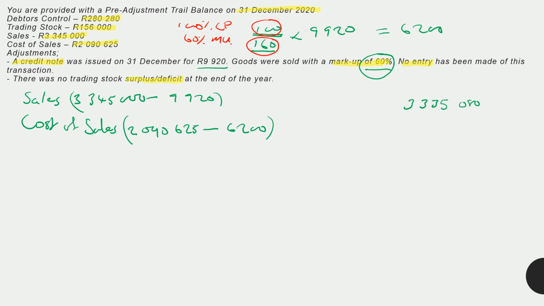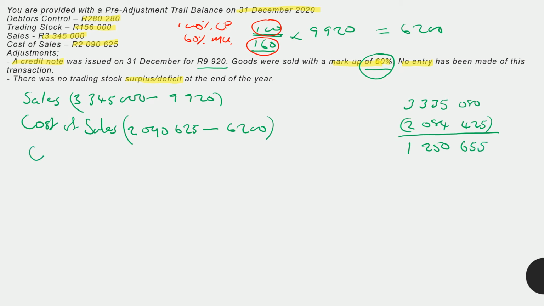This will give us 2,090,625 minus 6,200. This will give you 2,084,425. Remember, this will be in brackets. Then you subtract those two, and you get your gross profit. Your gross profit will be 3,335,080 minus 2,084,425. So your gross profit will be 1,250,655. That will be your gross profit.